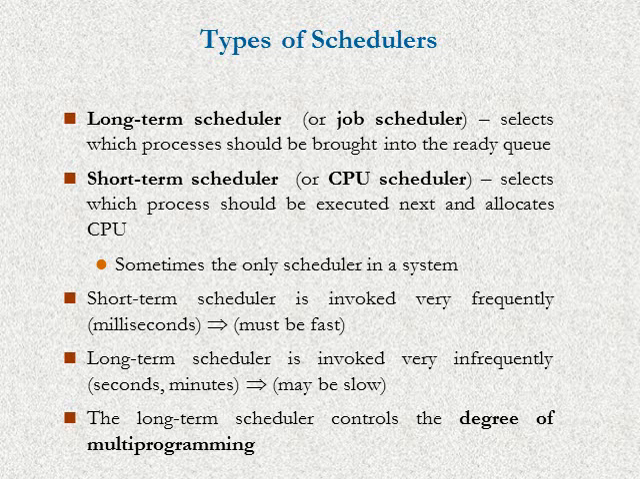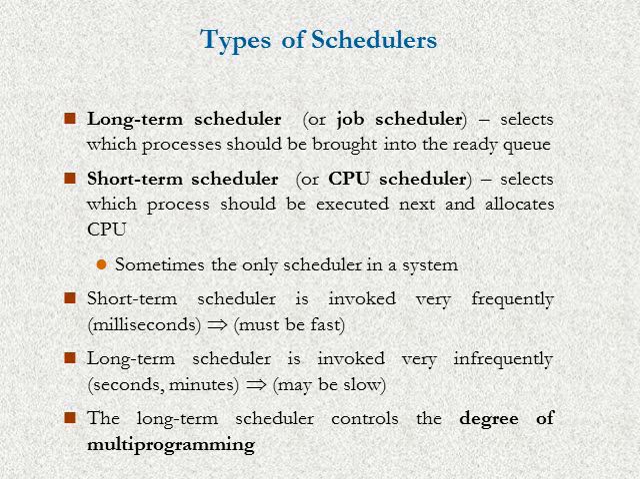Sometimes this is the only type of scheduler present in the system. The difference between the long-term and short-term scheduler is that one is at the entry gate, and the second one is the one moving processes around from the ready queue to the processor and vice versa. The short-term scheduler is invoked quite frequently, because whenever a time slot expires, we have to select another process from the ready queue.